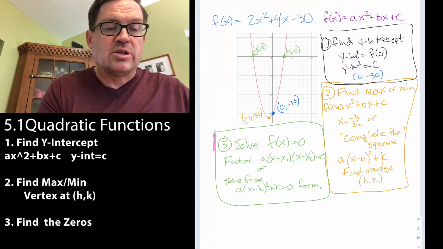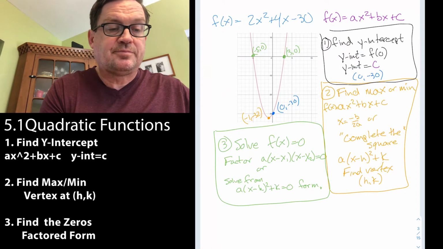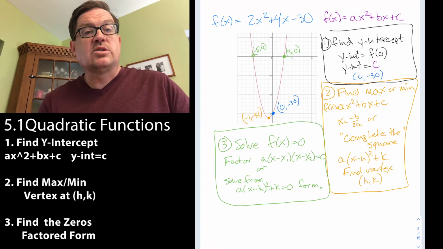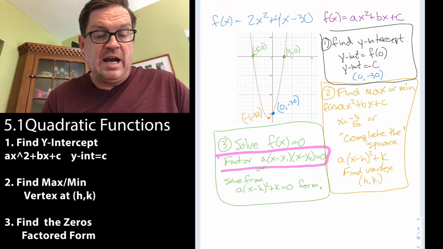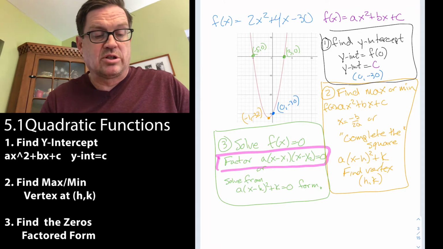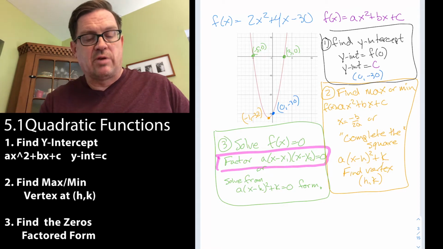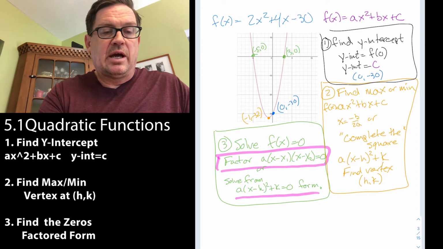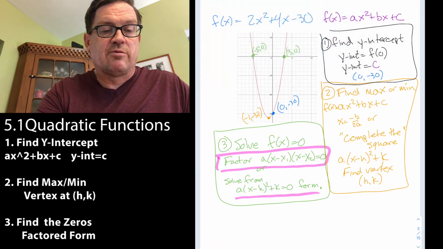The third thing you might try to solve for is when is the function equal to 0? The easiest way to find that is if you have the factored form of the equation. So if you can factor the quadratic function, then one term is equal to 0 or the other term is equal to 0, and you can solve for x's. If you can't factor it easily, you can also solve it from the a times x minus h squared plus k, the completed the square form.